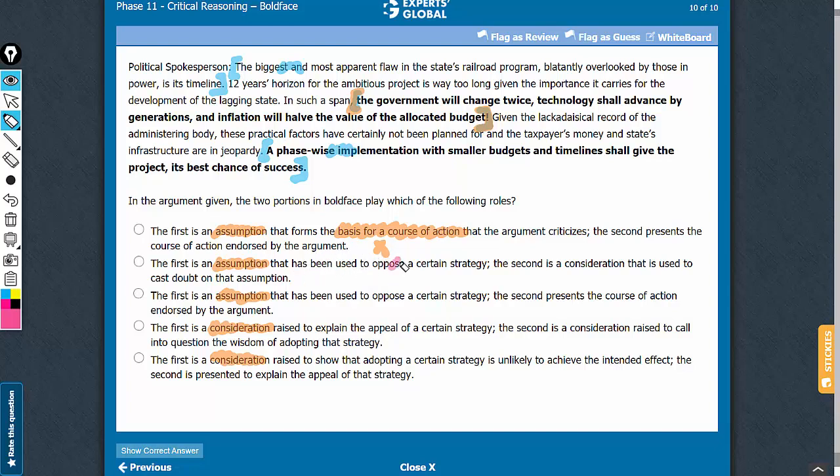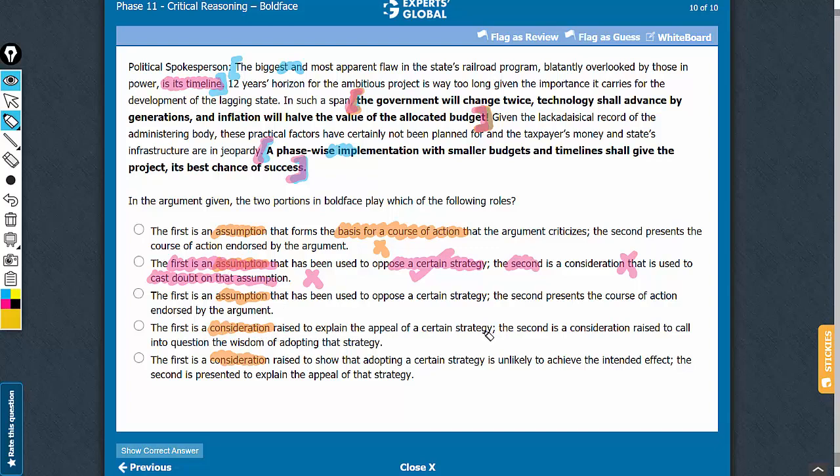Look at answer choice B. Yes, the first has been used to oppose a certain strategy, the original timeline. So this first part is all right here. Look at the second part. The second is a consideration that is used to cast doubt on that assumption. No, the second has not been used to cast any doubt on the first boldface here. See, the first and the second boldface are in sync, and therefore to say that the second has been used to cast doubt on something that the first said would not be correct. So this second part here is not correct. Answer choice B should be eliminated.